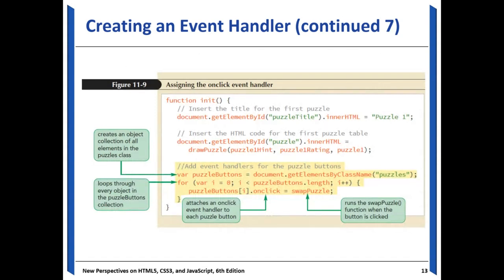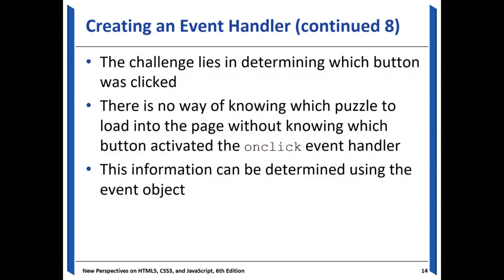Let's see an example here. We have the puzzle buttons with the variable i, and we've attached the onClick event handler. And so when the onClick is performed, then it's going to run the swapPuzzle function. So in this case, we're going to swap puzzle pieces. Now, you do have a challenge in this of determining which button was clicked.